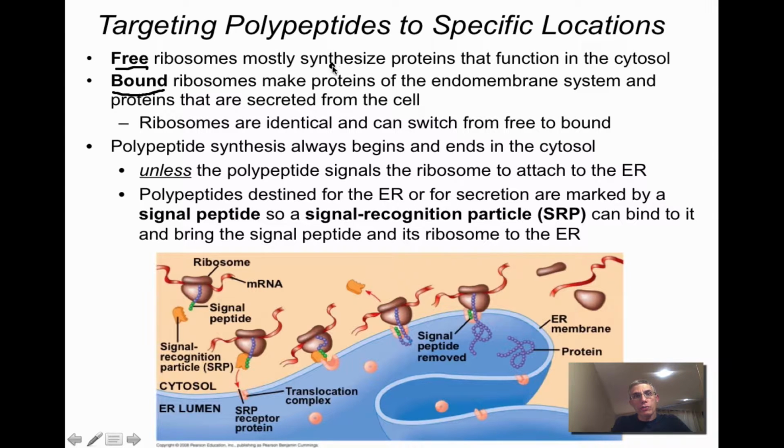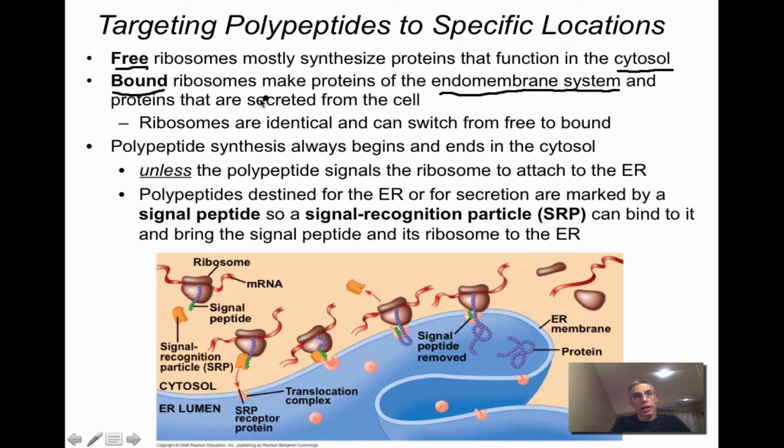Now, those ribosomes that are considered free are going to be found in the cytoplasm. And most of those ribosomes will synthesize proteins that will function in that cytosol or cytoplasm. If it's a bound ribosome, it's going to be making proteins of the endomembrane system. Remember, in any of the membranes that make up the various organelles within the cell, oftentimes, in addition to the lipids present in that membrane, there were quite a few different proteins as well.